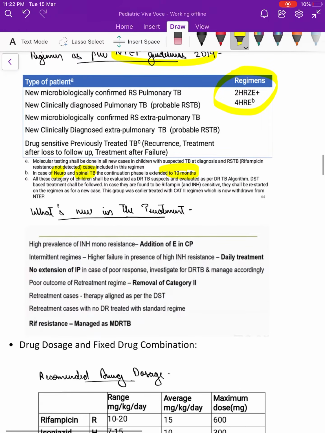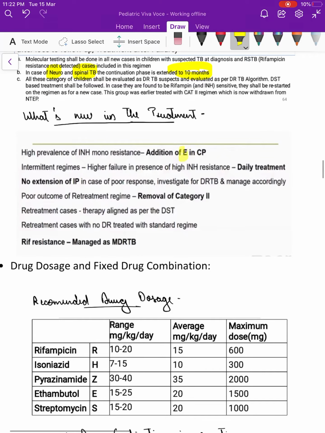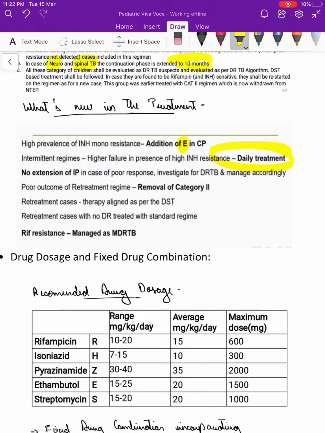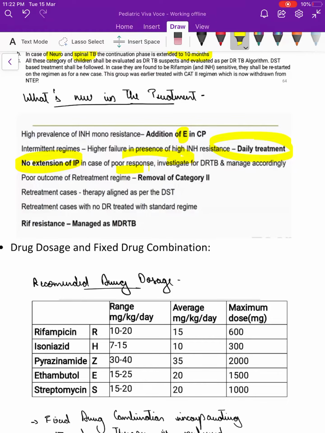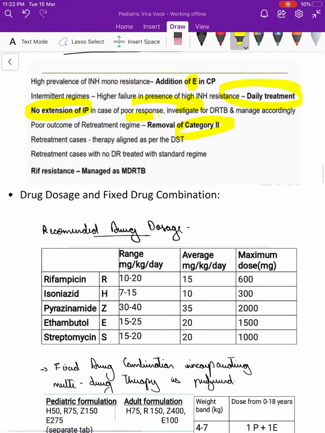Fine. Next they'll ask what is new in the treatment. What is new is the addition of ethambutol in the continuation phase. Presently it is the daily treatment that is being followed. Fine. And there is no extension of the intensive phase in case of poor response. If there is poor response, we go ahead and investigate for drug resistant TB. Fine. Yes, category 2 has been removed. We have already discussed it. Fine. That much is enough for us to know.